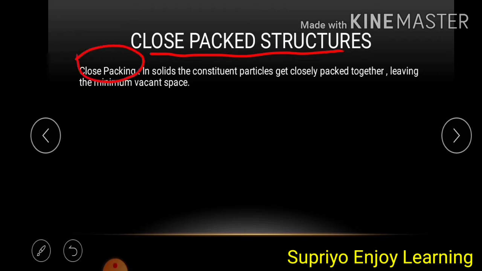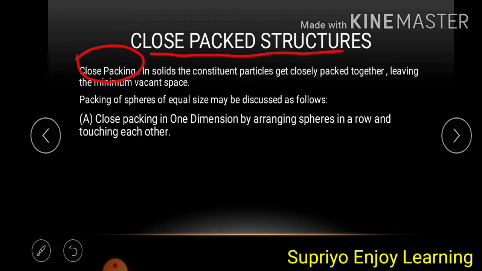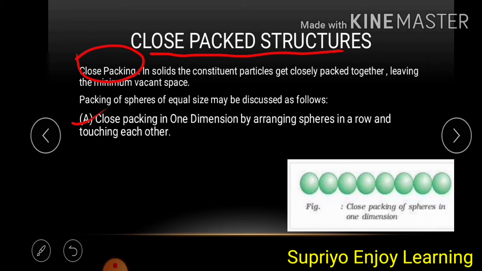Close packing. In solid, the constituent particles, atoms, ions or molecules get closely packed together, leaving the minimum vacant space. This is called close packing. Now, packing of spheres of equal size may be discussed as follows. Close packing in one dimension can be obtained by arranging spheres in a row and touching each other.